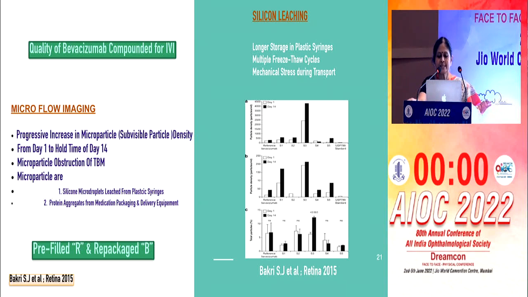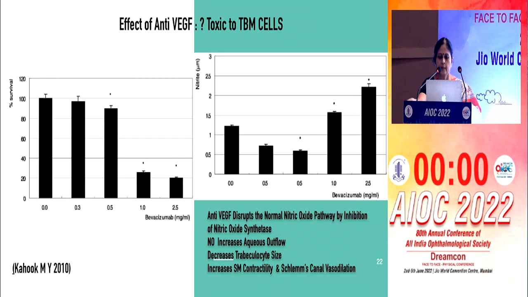The most important is the progressive increase in the number of microparticles, especially with bevacizumab, if the hold time is longer. We usually keep the bevacizumab injections stored for about 14 days, and we inject it as and when the patient comes in. And as the hold time increases, the number of microparticles also increases, and this can block the trabecular meshwork. Also, silicone leaching from the syringes that we use could be responsible.